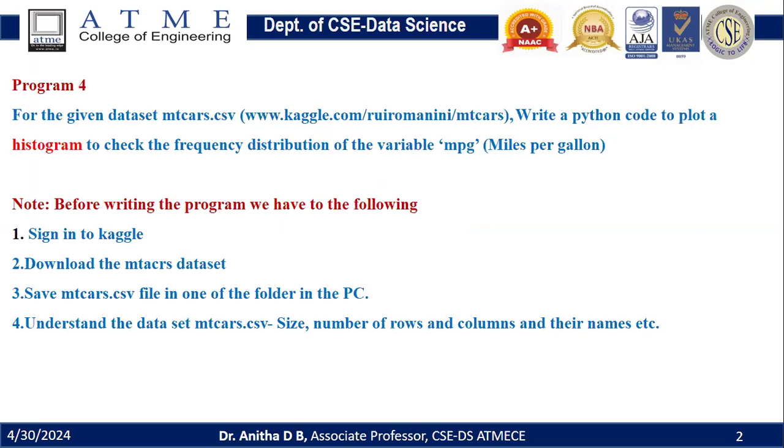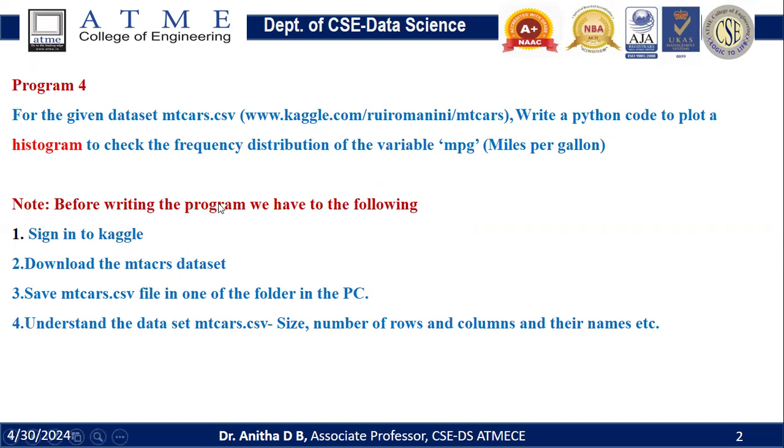Now I'm going to explain program 4 of data science and its application. So the statement of program 4 is, for the given data set mtcars.csv, write a Python code to plot a histogram to check the frequency distribution of the variable mpg, that is miles per gallon. So in order to write the program, first we need to download the data set, that is mtcars.csv, which is available in the Kaggle.